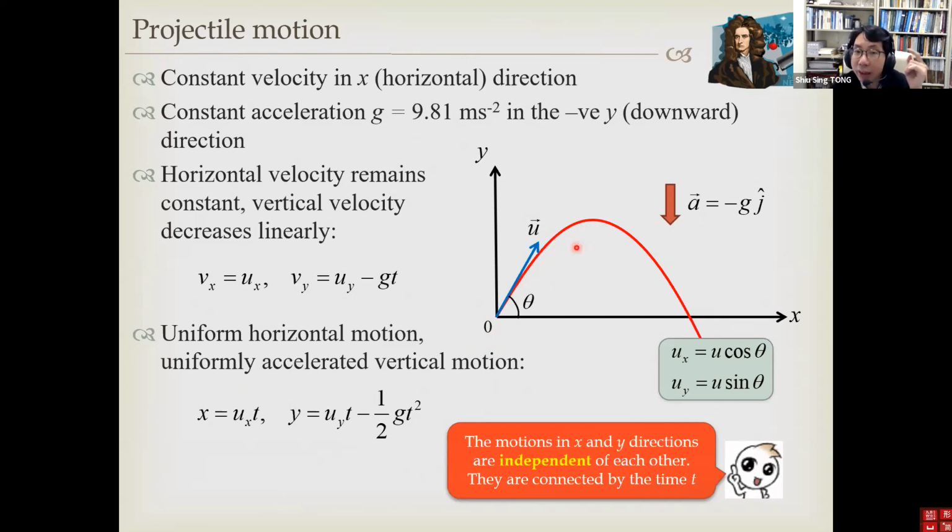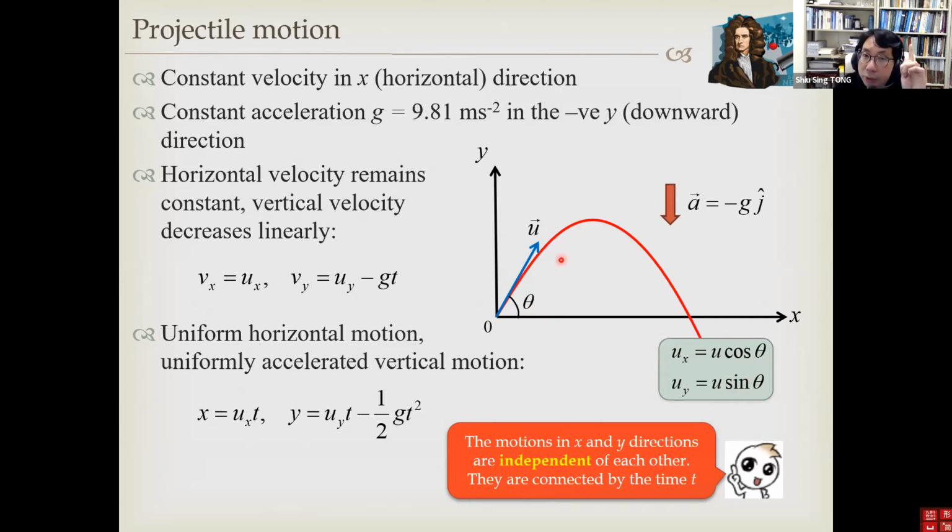Now, in this coordinate system, the particle is projected with an initial velocity u, and u makes an angle of theta with the horizontal. So the magnitude of the vector u is u, and the x component, the horizontal component of the velocity, is u cosine theta, while the vertical component is u sine theta. That's what you learned in high school.